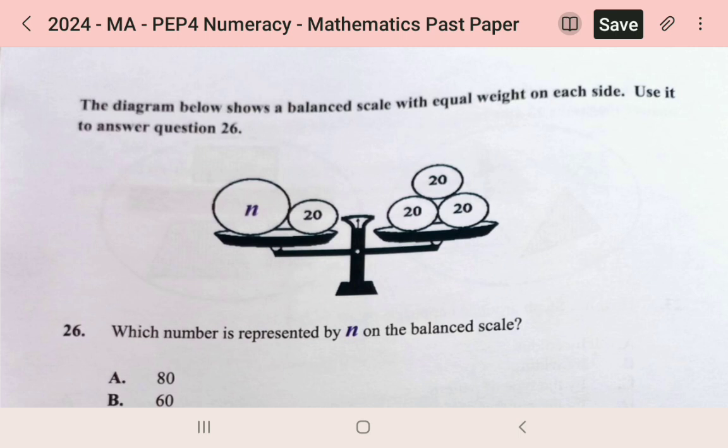The diagram below shows a balanced scale with equal weights on each side. Use it to answer question 26.